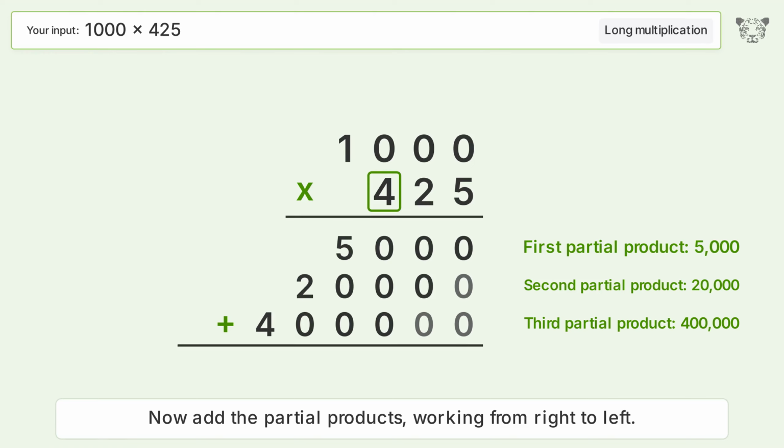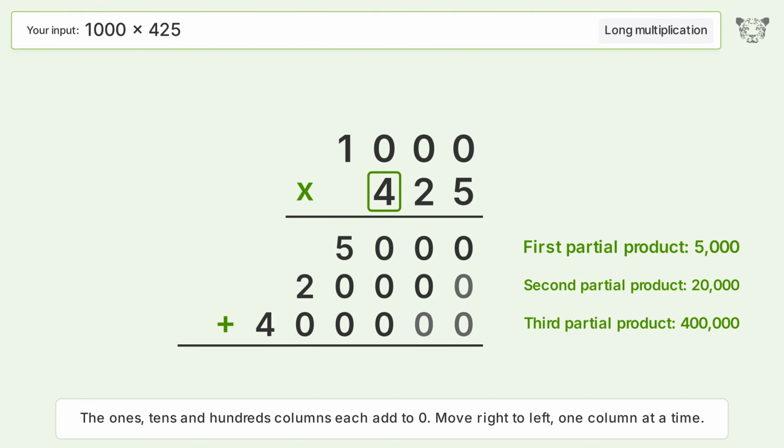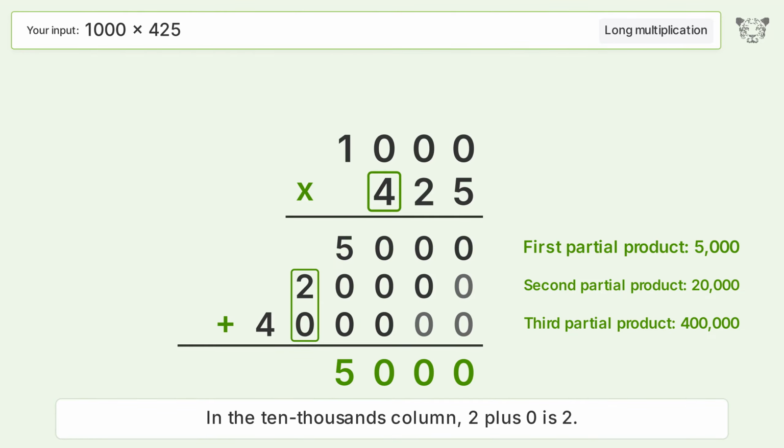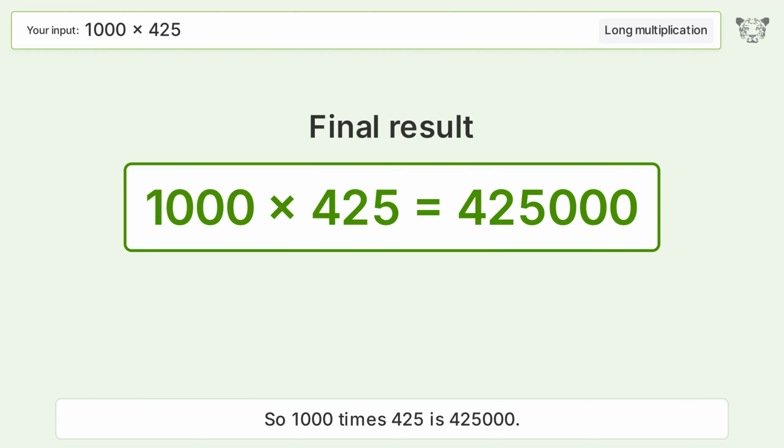Now add the partial products, working from right to left. The ones, tens, and hundreds columns each add to 0. Move right to left, one column at a time. In the thousands column, 5 plus 0 is 5. In the 10 thousands column, 2 plus 0 is 2. In the 100 thousands column, bring down 4. The product of the whole numbers is 425,000. So 1000 times 425 is 425,000.